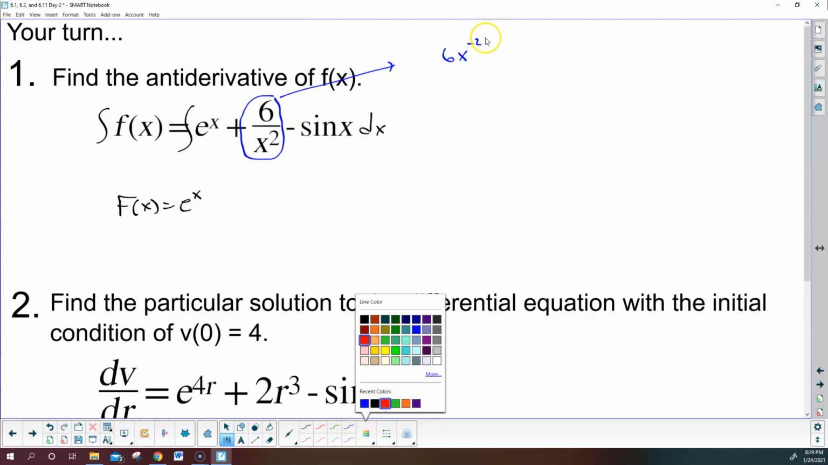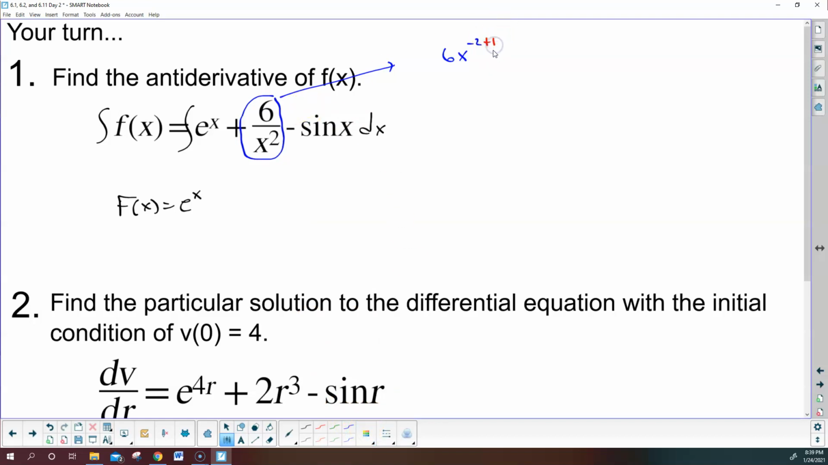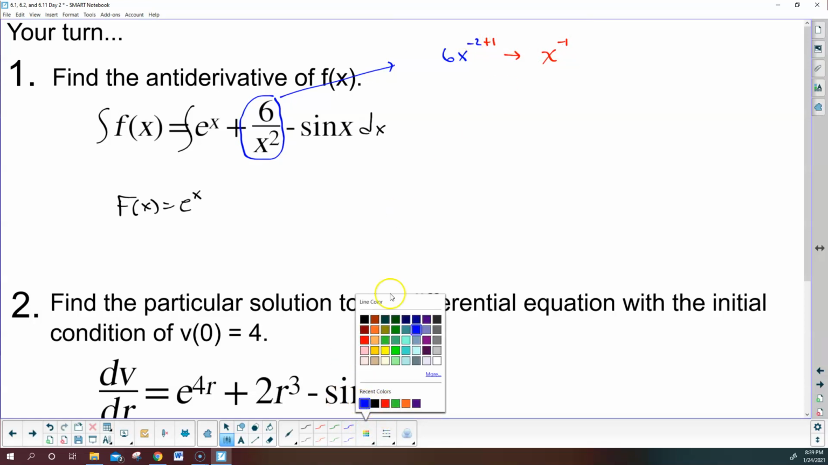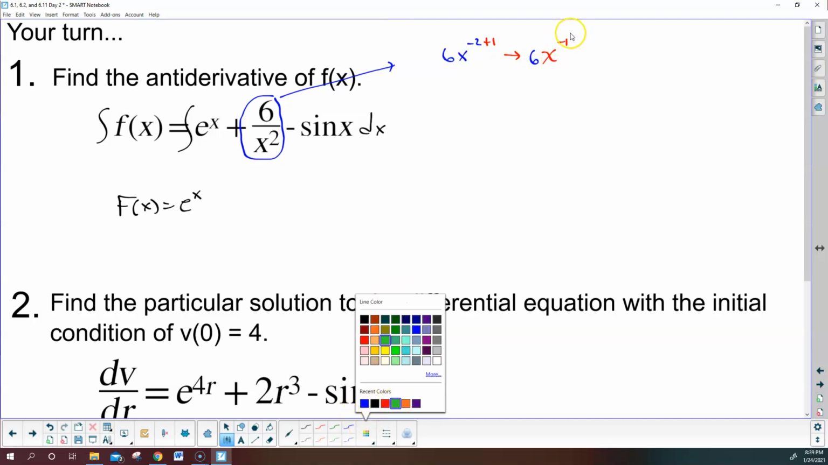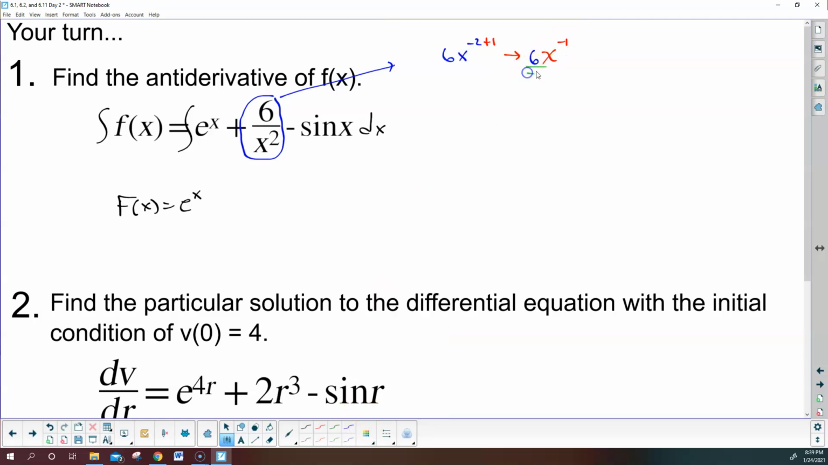So if I'm taking the antiderivative, I'm going to add 1. So then this becomes x to the negative 1, right? Negative 2 plus 1 is negative 1. And that 6 is going to stay there. I'm just going to leave the 6. However, if I write a negative 1 up top, I have to divide by negative 1. And then watch what happens when I simplify. I end up with negative 6x to the negative 1. And that is the antiderivative, or you could rewrite it this way if you wanted to.